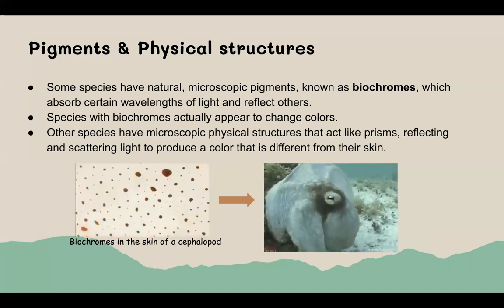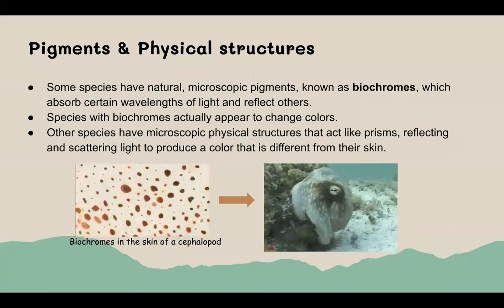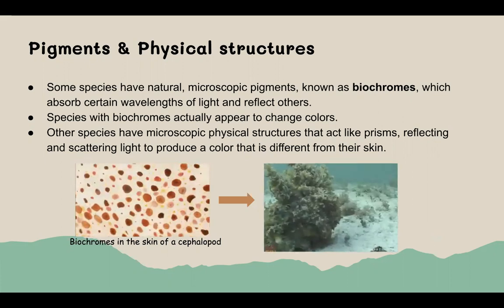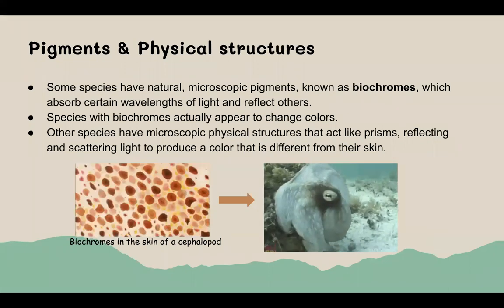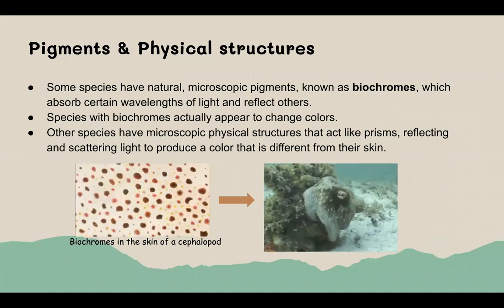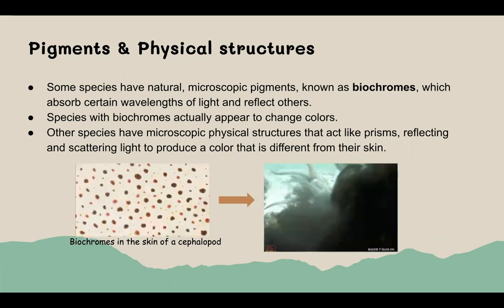Other species have microscopic physical structures that act like prisms, reflecting and scattering light to produce a color that is different from their skin. So the picture below shows the biochromes in the skin of a cephalopod, and how they act on the cephalopod.